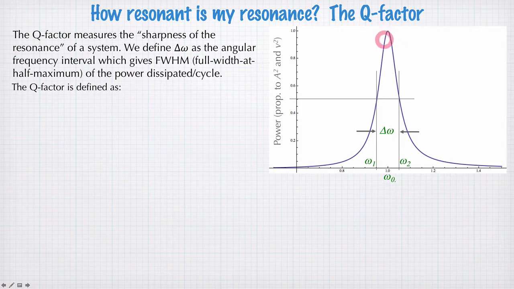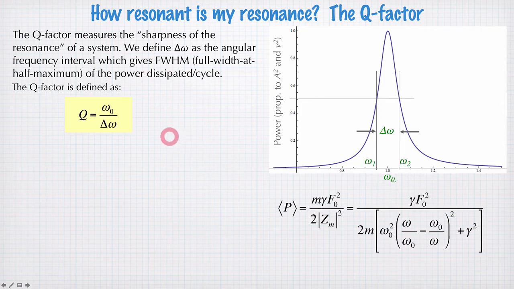What I've plotted here is the power dissipated by the resonator. Now there's a point when we go down the curve where the power dissipated is half the maximum. We measure the frequency difference between this point and this point, where we both have half the maximum dissipated power. This is called the full width at half maximum, and we call that frequency difference delta omega, the difference between omega 1 and omega 2. The Q factor is defined as the resonant frequency, omega naught, divided by delta omega. So it's this equation here.